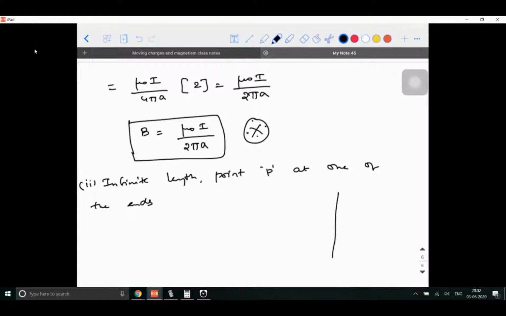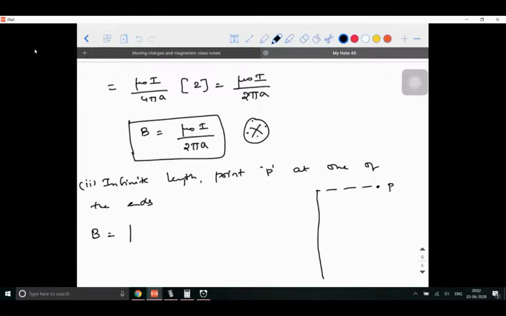then if I take the wire like this, if I take the point P here, then what will be one of the angles and what will be the other angle? 0 and pi by 2. Very good. So one of the angles will be 0 and the other will be pi by 2.